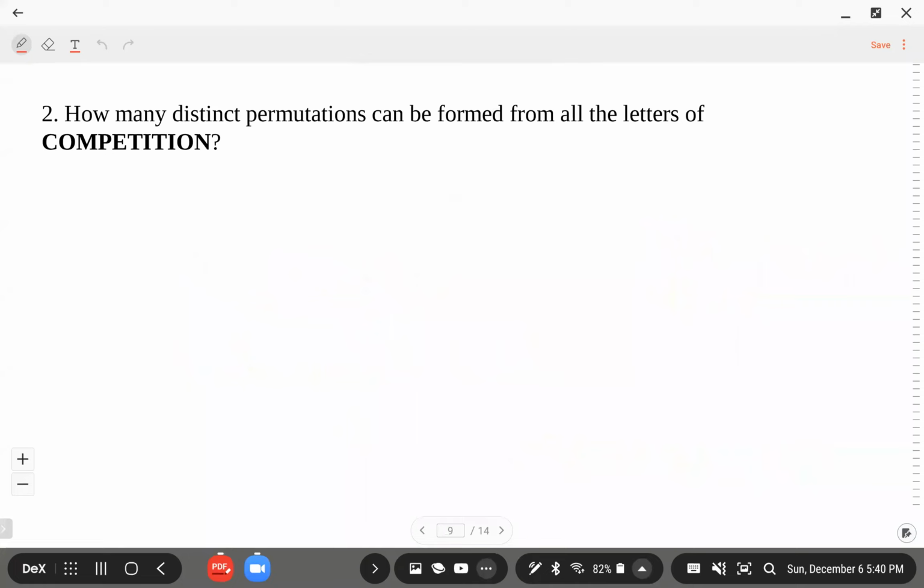So number 2 is: how many distinct permutations can be formed from all the letters of competition? Okay, how many letters are there first of all? And I'm gonna solve this for you, because this is a bit of a new problem, and a lot of times you come up with problems like this.